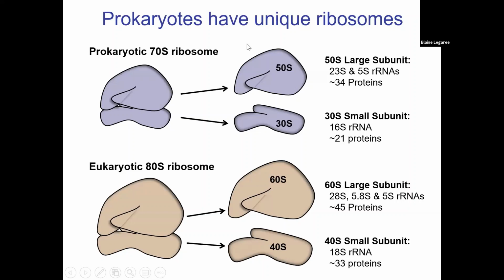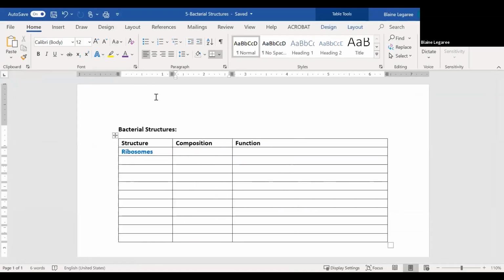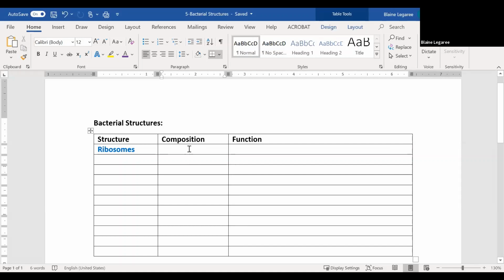Okay, so I am going to start a Word document here, and there it is. And you can see we're going to make some notes about bacterial structures. So you can see the first one I have on there is the ribosomes, and we just mentioned what ribosomes are made of. So I'm going to have a ribosomal RNA, and they're made out of proteins. So what is the function of ribosomes? Ribosomes are the site of protein synthesis. So that has a name, and that is called translation.